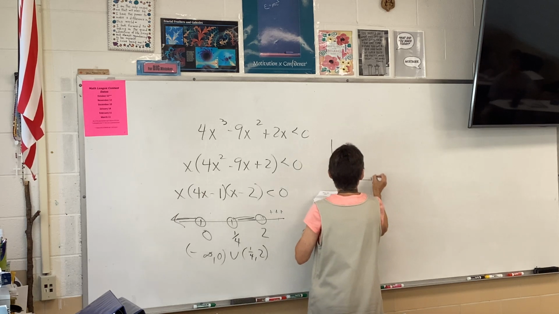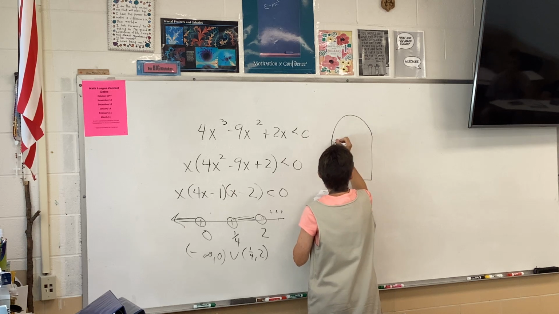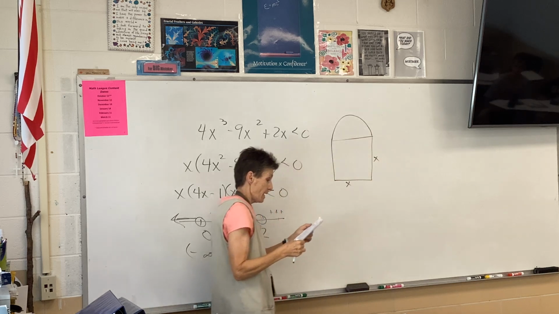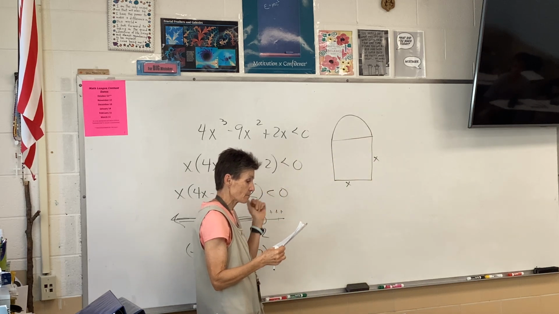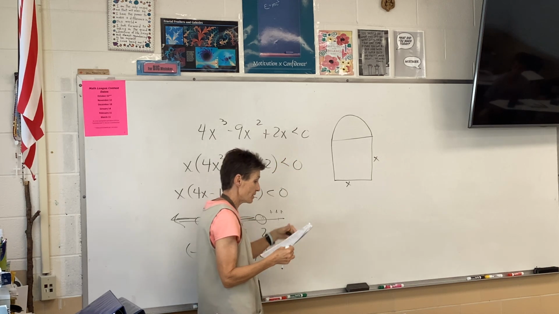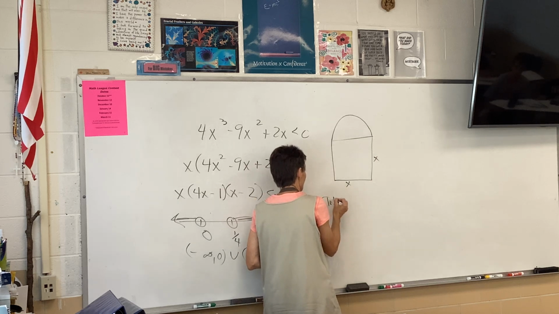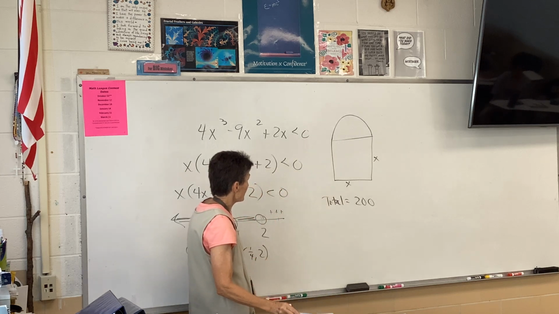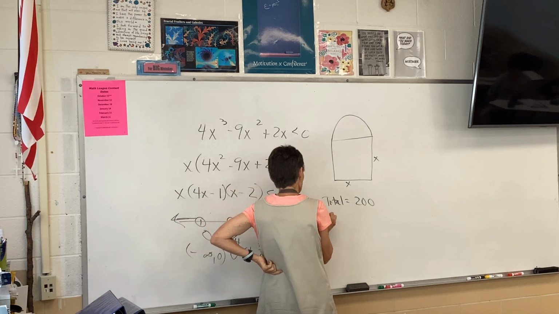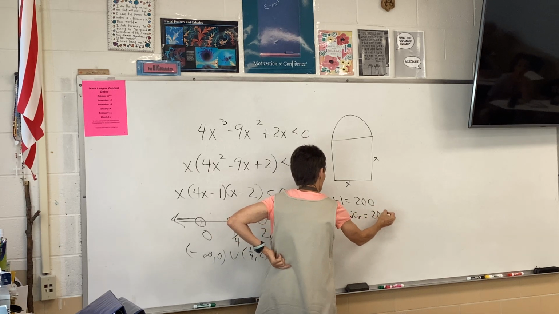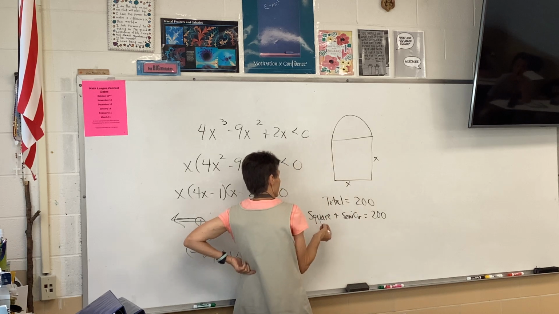Alright, so we've got a window that looks like this. X is defined for us, it has X right there in the problem. And it says that's a semicircle, and the total area is 200. So that would be the square plus this semicircle, right? Well, what's the area of the square? X squared.